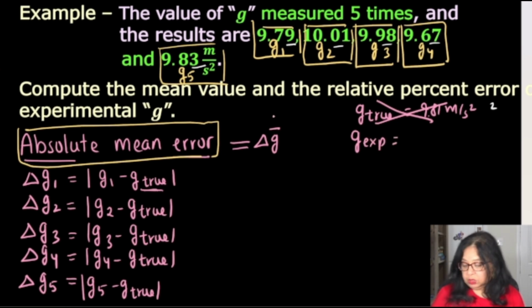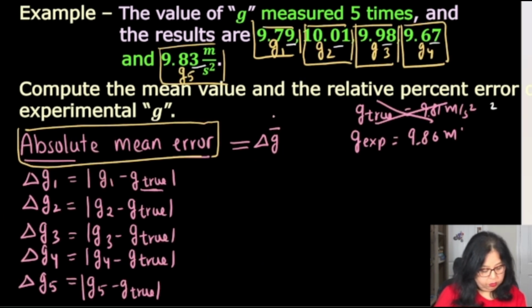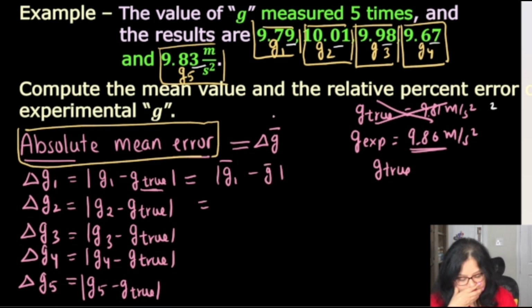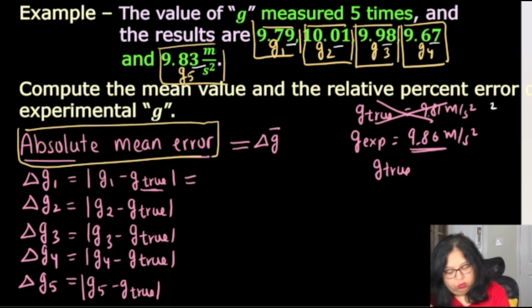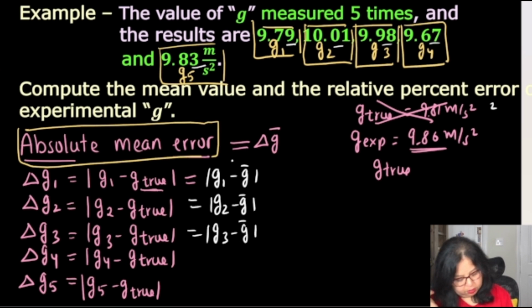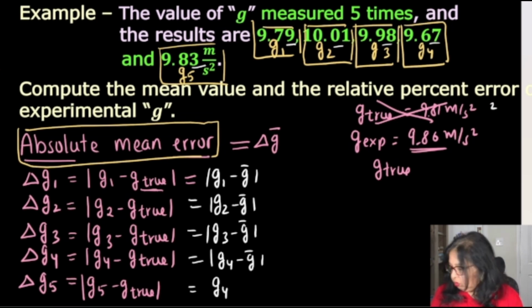The experimental G is equal to 9.86, and this is our true value. So the true value in this case is going to be the average value of G. Let's go ahead and write this down, and get this redundant writing out of my way so I can actually move on to solving the problem.